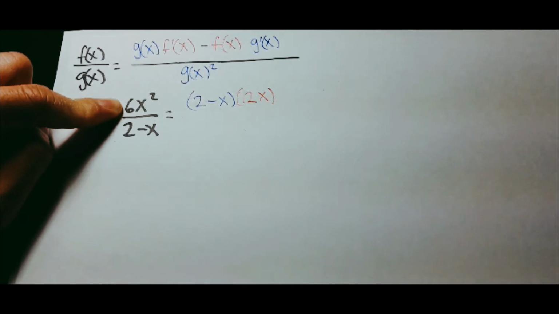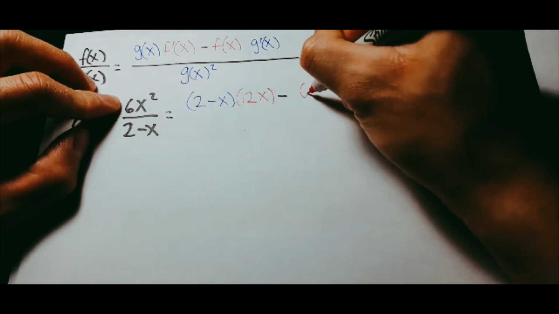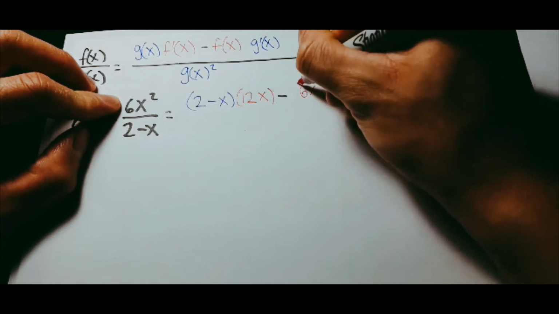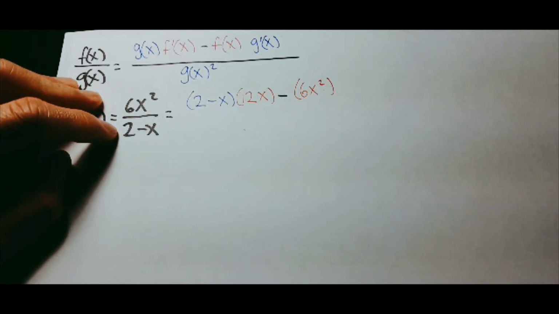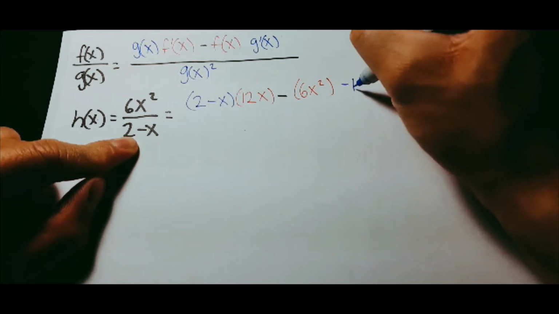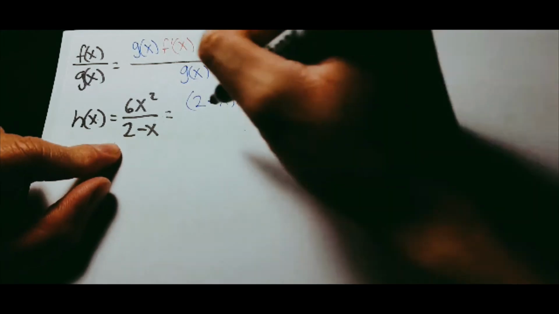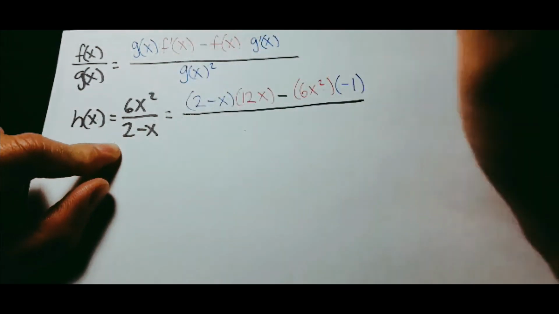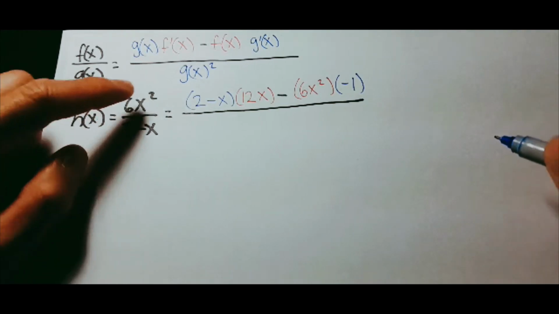Then minus the top without doing anything, okay? So 6x squared times the derivative of the bottom. So in this case, it's just going to be -1. So all that divided by the bottom squared, or g of x squared, okay?